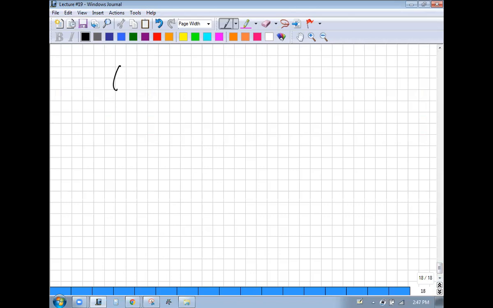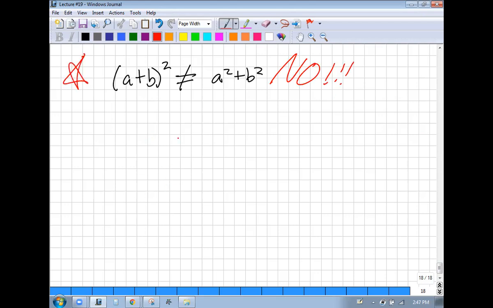Oh, they had one like this, a plus b squared. This is not a squared plus b squared. No. Okay, this is important. What would a plus b squared be? This thing says take this and multiply it by itself twice. This would be an a plus b times a plus b.